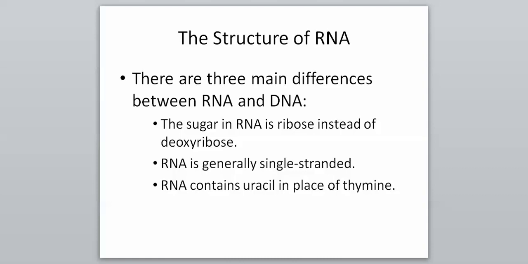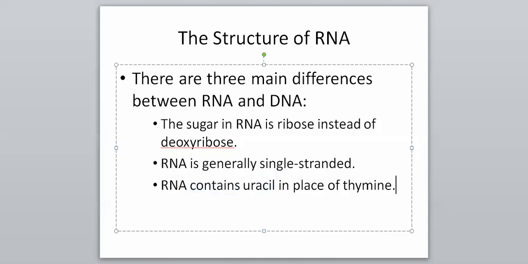RNA is generally single-stranded. We said DNA has a double helix, but we will not see that in RNA. There's just one strand in RNA. And RNA contains uracil in place of thymine. Remember, in DNA, adenine matches up with thymine. Now in RNA, we're going to have adenine matching up with uracil. That's a big difference. I would know that for the quiz, that uracil is in place of thymine.